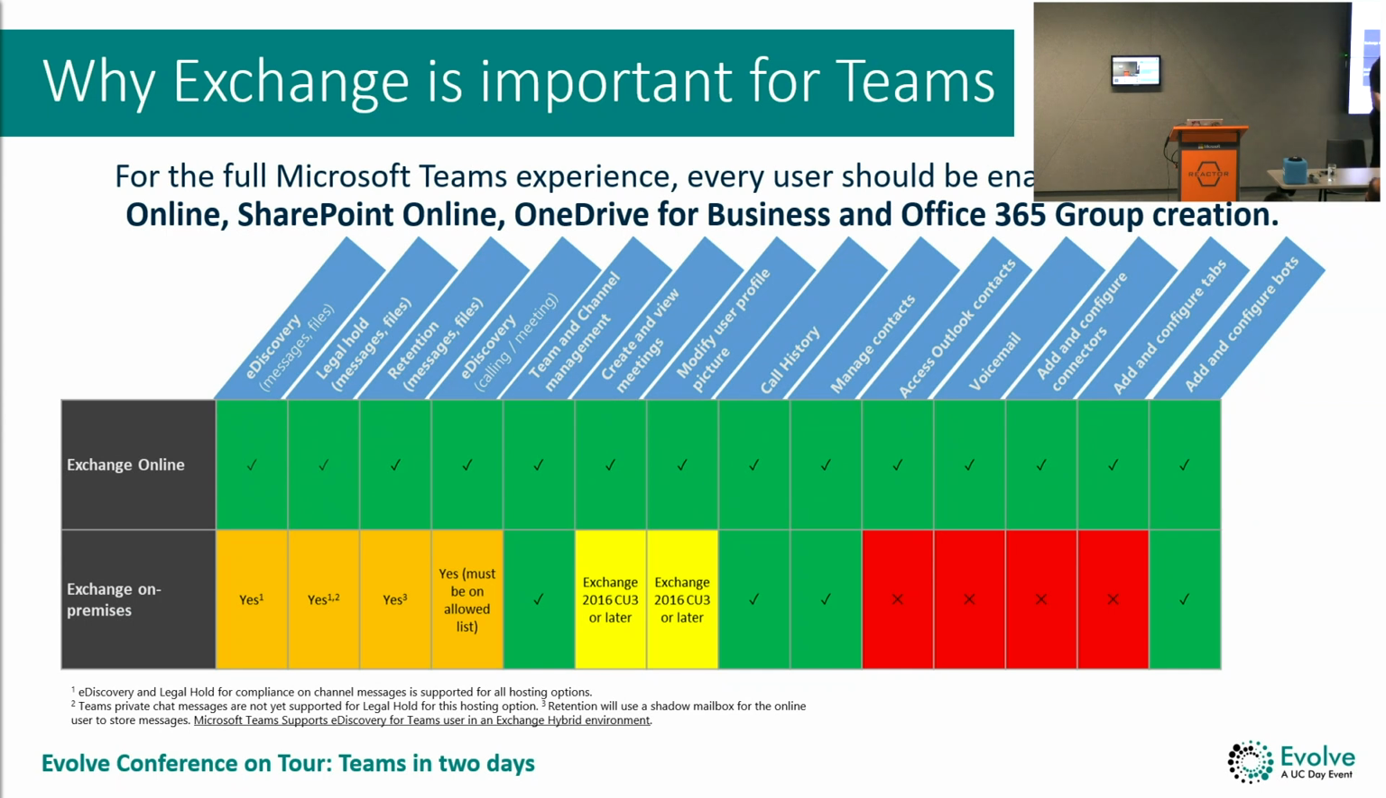But if we want some of the more interactive functionality to work, particularly calendaring and modifying things like the user profile picture, then we need to make sure that if the mailbox will stay on premises, we're running a modern version of Exchange. And by modern, that isn't just in support, that is Exchange 2016 or Exchange 2019 with hybrid enabled.